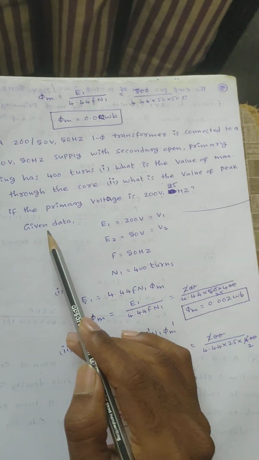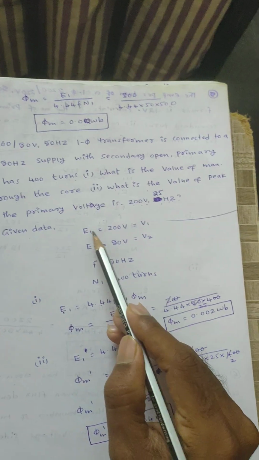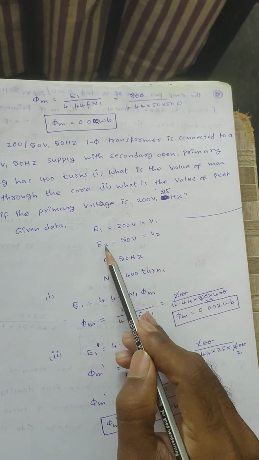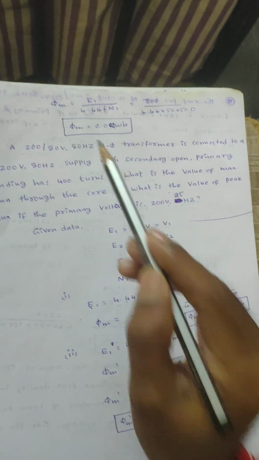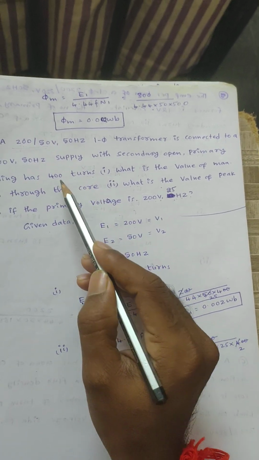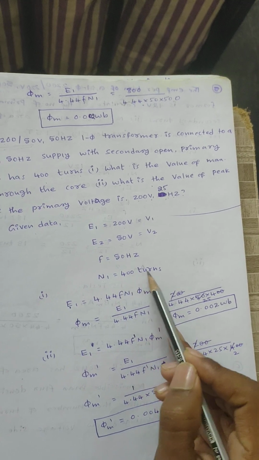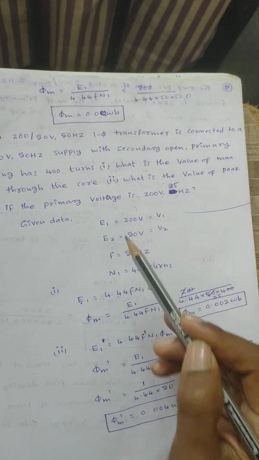First, write the given data. What is given? The nameplate details, E1 by E2. E1 equals 200 volts, that is V1. E2 equals 50 volts, that is V2. Supply frequency f equals 50 Hz. Number of primary turns N1 equals 400 turns. Already we know the values of E1, E2, N1.